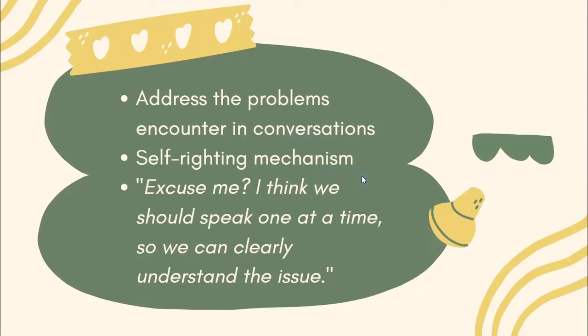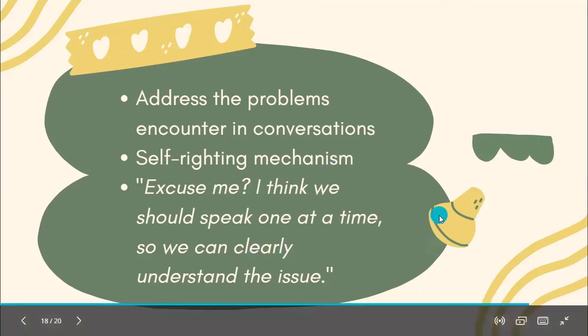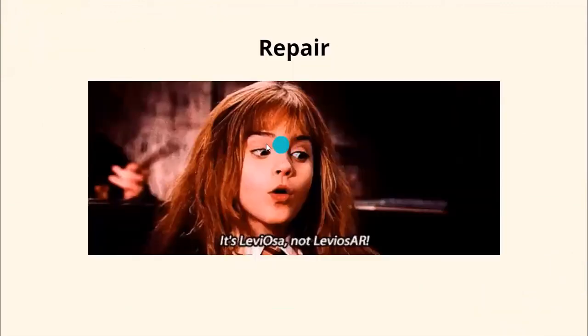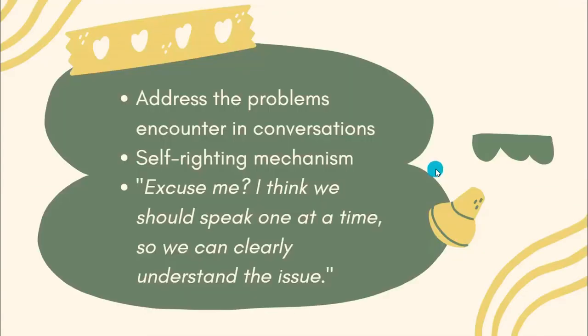For instance, when there's a problem in understanding the conversation, when you're trying to address or correct the problem, the issue there, that's a form of repair. Okay. Example, class, this one. "Excuse me, I think we should speak one at a time so we can clearly understand the issue." Or just like this one when Hermione said it's Leviosa, not Leviosa. Okay, that's repair. You're trying to correct it, you're trying to address the problem.